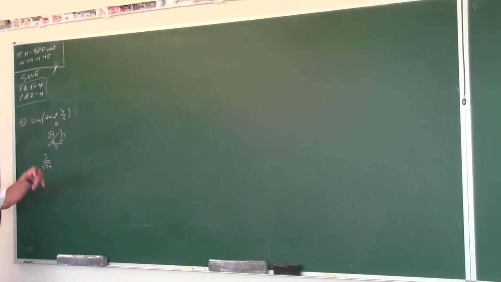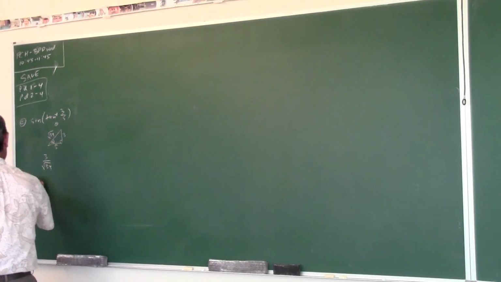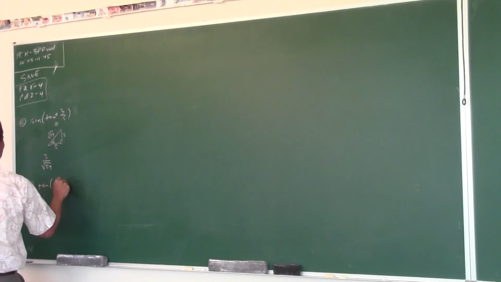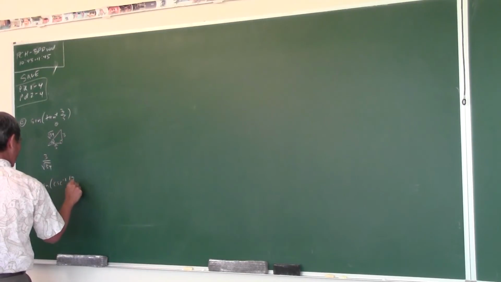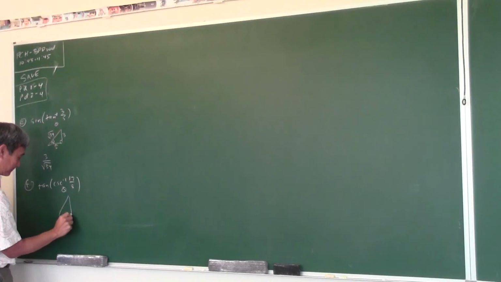Easy, just draw the triangle and figure out the value. F, let's see if we can squeeze it in here. Tangent of cosecant inverse 17 over 8. Okay, this is an angle. That's not a number I'm supposed to know, so you draw the picture.